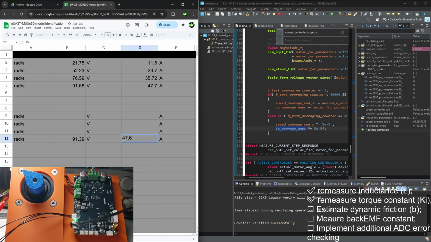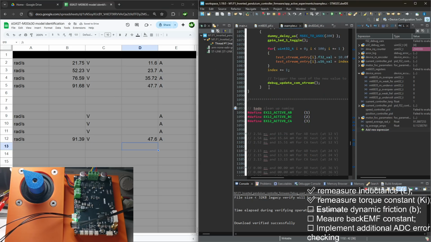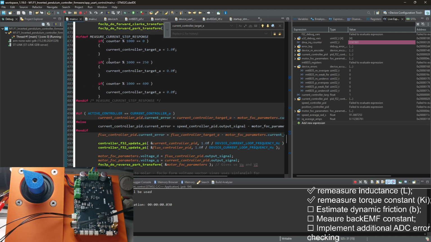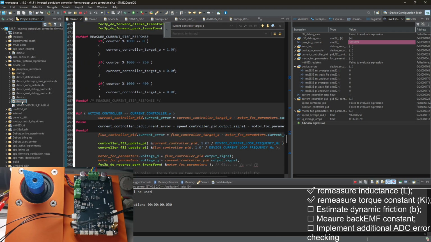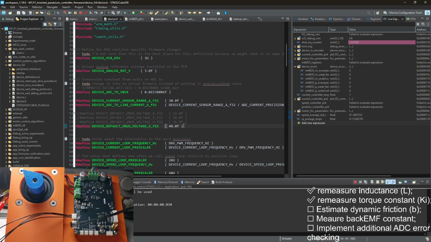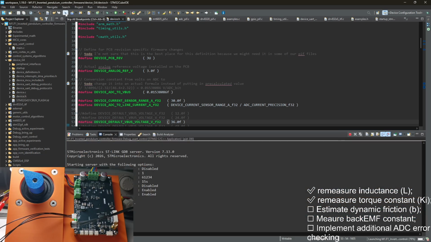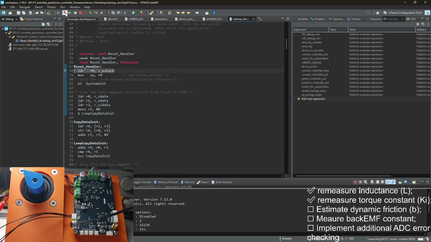Now we will need to flash an expectation of a different voltage, and also limit the voltage, not in the firmware, but on the power supply. Here, let's move from 48 to 36. Let's flash it, and let me change the voltage on the power supply to 36. Very nice.